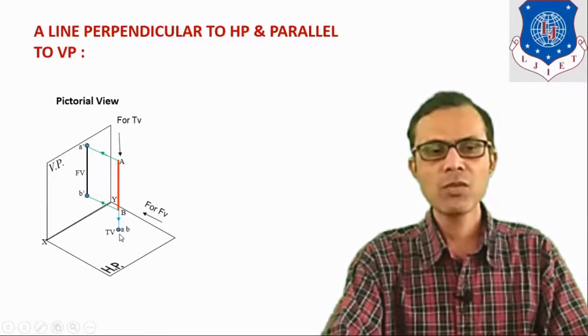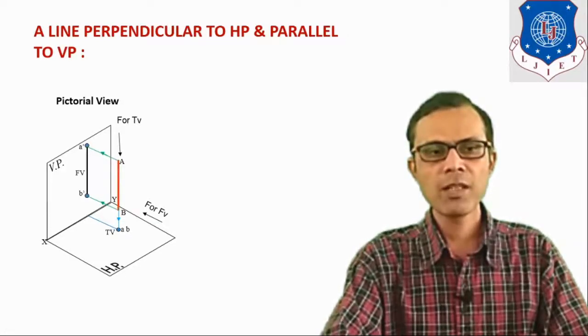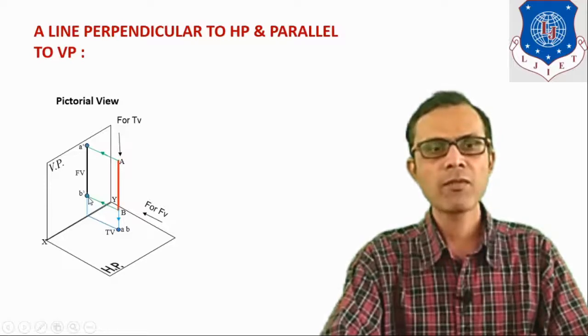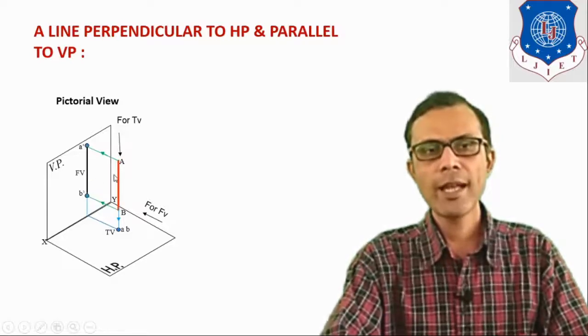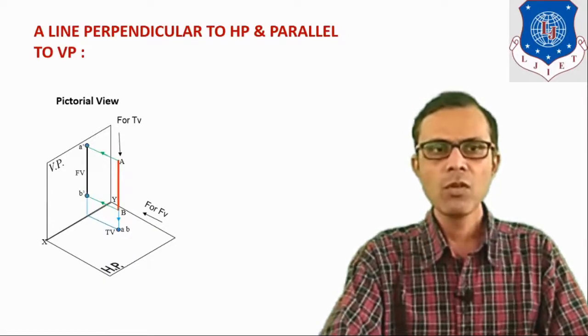Now with reference to HP, VP and this reference line XY, whatever distance is given for B point above HP, that similar distance is here above the XY line for B dash. And the line is in front of VP, so that similar distance is here also. It is the in front of VP distance. So it is a pictorial view of the given line.